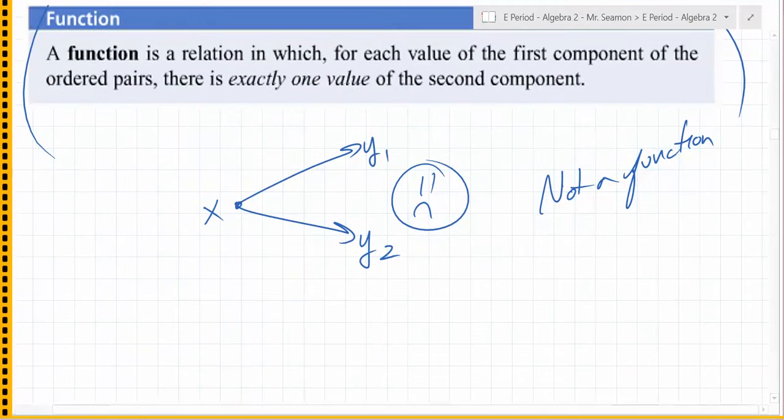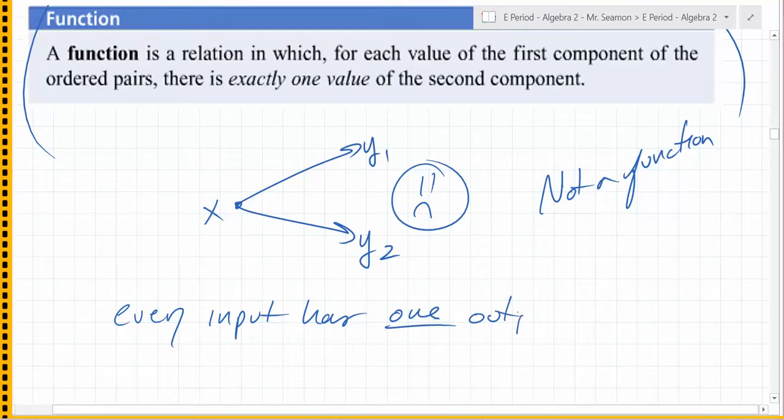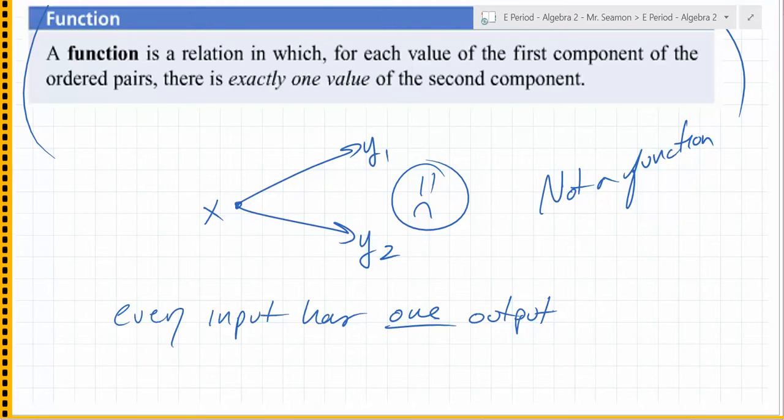What this means is every input has one output. Every input has one output. So for every value you plug into the function machine, or whatever you want to call it, you can only get one thing out. If you get more than one thing out, it's not a function. It's a relation. It's only a relation because every function is a relation.